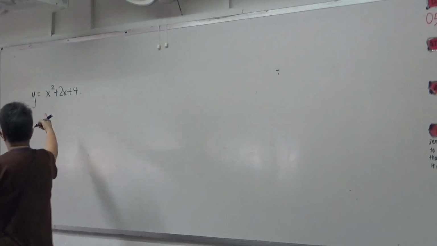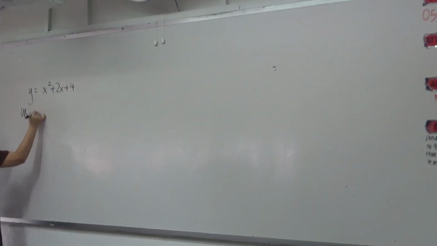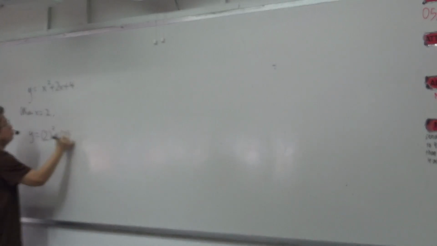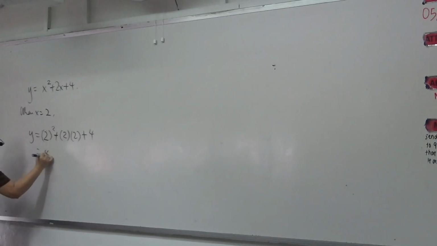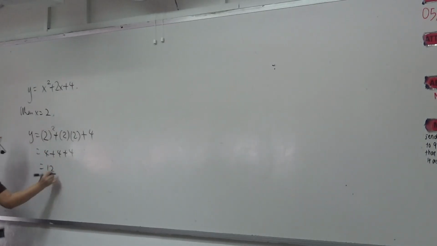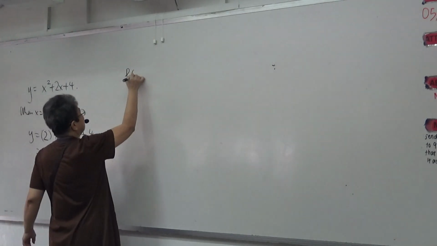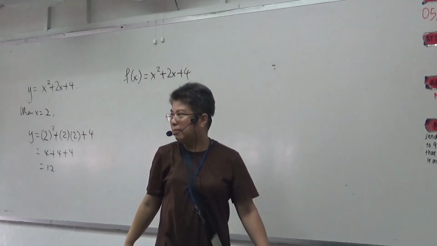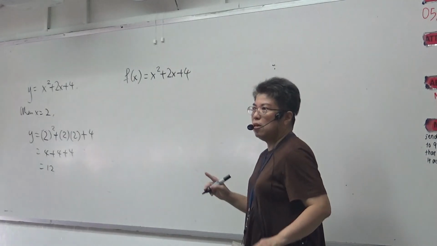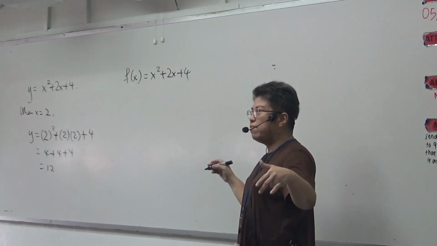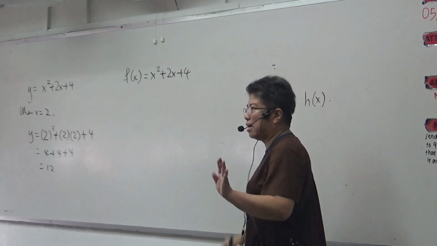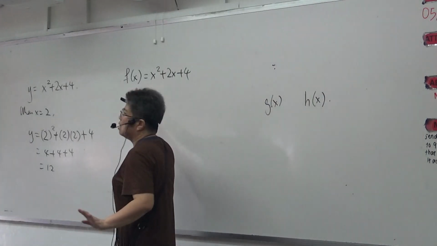Now, this one I will have to write: when x is 2, y is 2 squared plus 2 plus 4. So it's 4 plus 4 plus 4, answer is 12, right? Correct. Now, there's another notation that I can use. I can use f(x). Not only f(x), if you go to later chapters with the factor theorem and so on, there's something like g(x), h(x), that kind of thing.